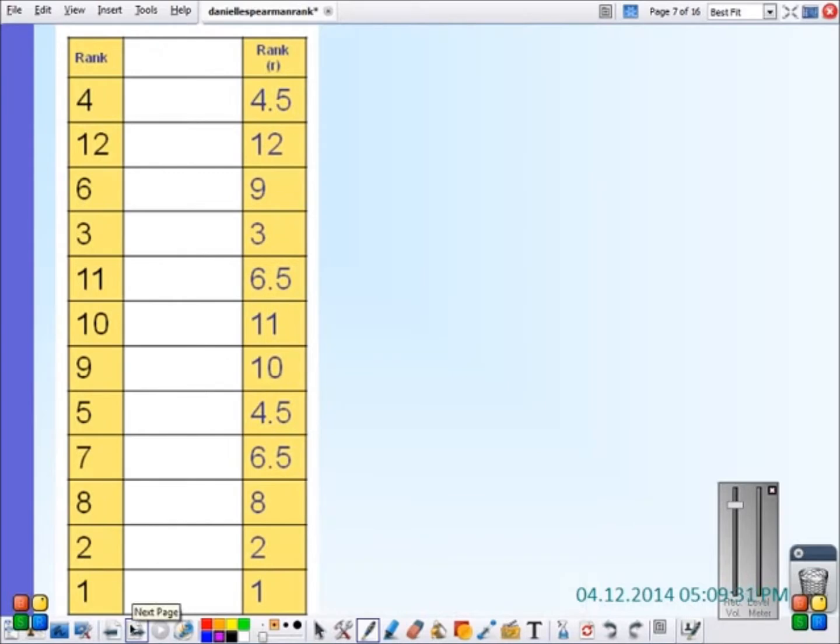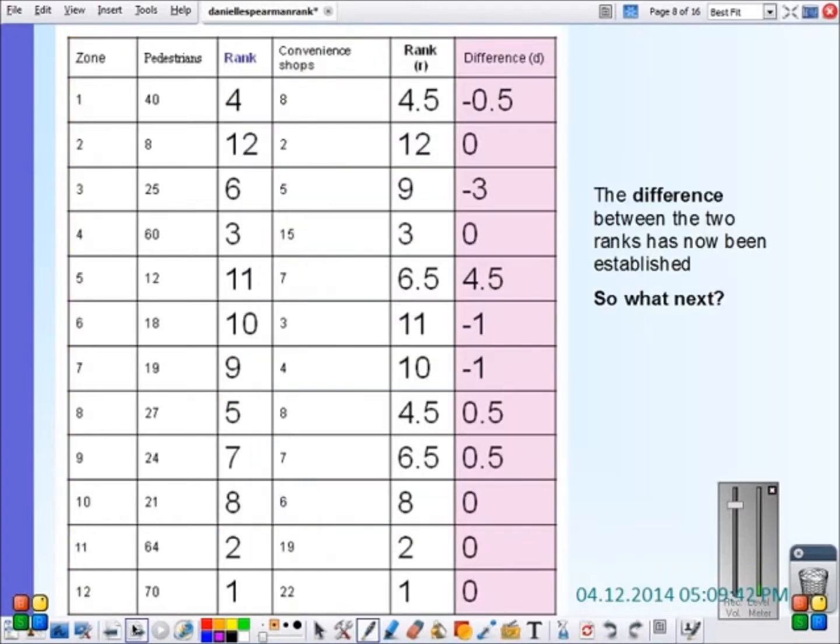Having ranked both sets of data, we now need to work out the difference between the 2 ranks. To do this, we take the second rank away from the first rank. This is demonstrated by the next slide. The difference between the 2 ranks has now been established. So what next? In this chart, you can see the difference has been established. So what do we do with these d squared figures?